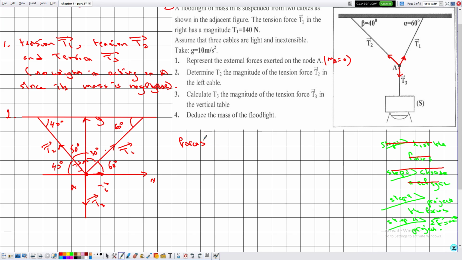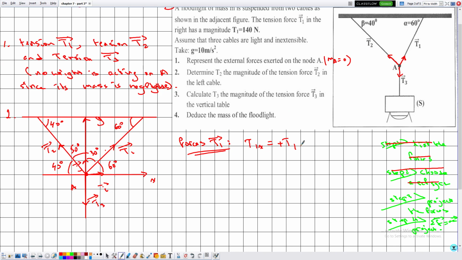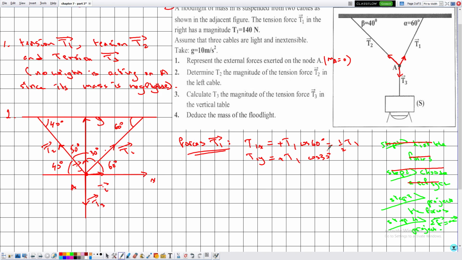Let's start with the force T1. Let's start with its x component. Notice that T1 is pointing in the positive direction of the x-axis, so it's plus T1 multiplied by cosine 60, which is equal to half T1. T1y is equal to plus T1 cosine 30, because 30 represents the angle between T1 and the y-axis, so it's radical 3 over 2 T1.